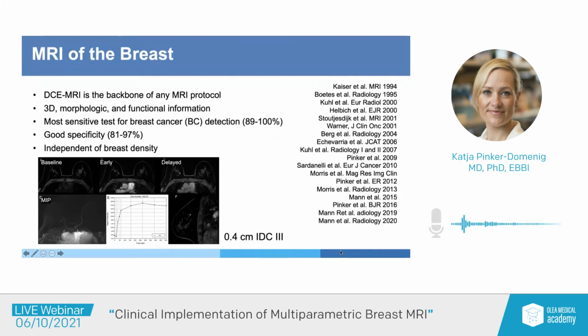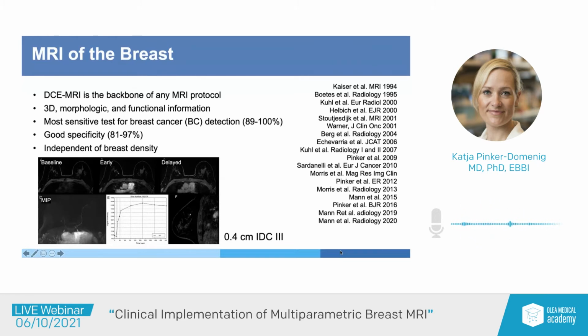Well, MRI of the breast is the most sensitive test for breast cancer detection. We know that. And DCE MRI is the backbone of any given MRI protocol. It provides 3D morphologic and also functional information on tumor neovascularity. And one thing I always want to reiterate in every presentation: it has a good specificity. It's sort of a myth that it has a low specificity. Depending on the study, it ranges from 80 to 97%, which is as good as and higher than that of mammography.